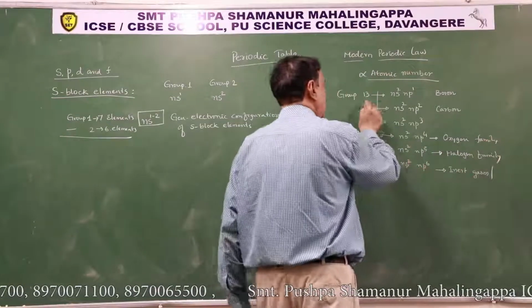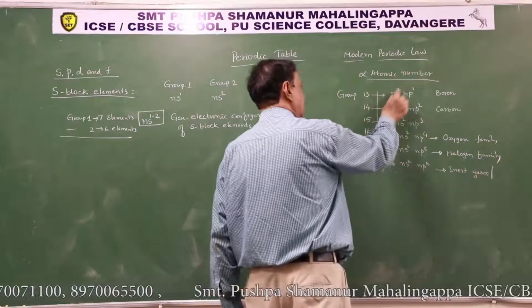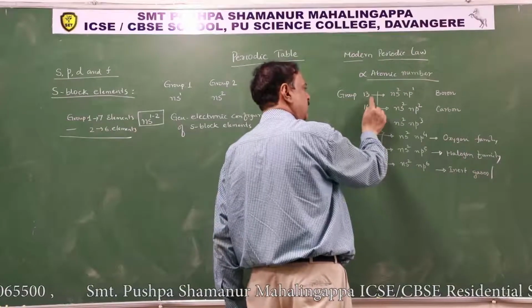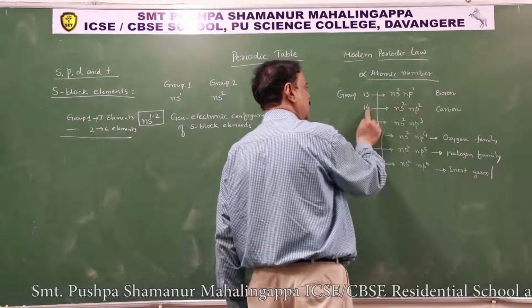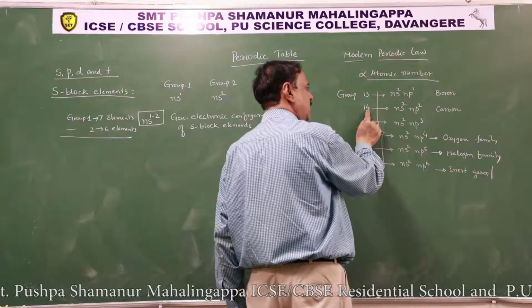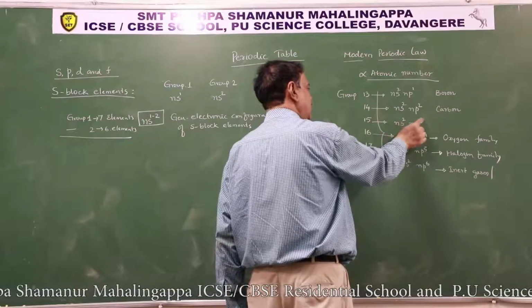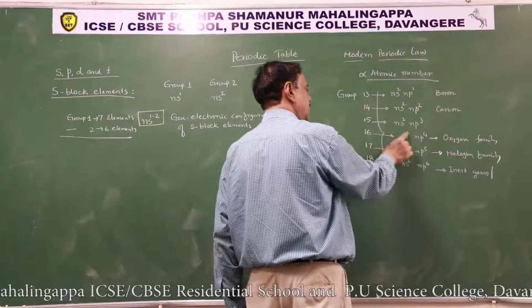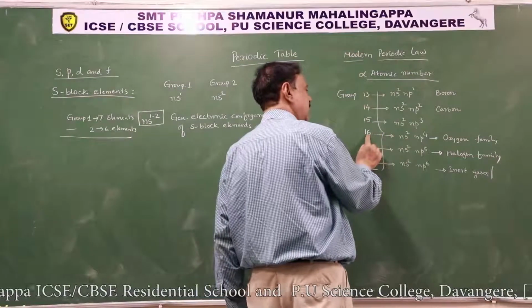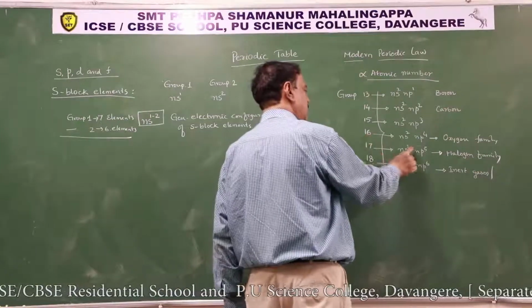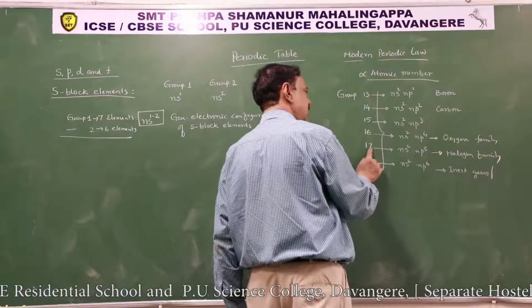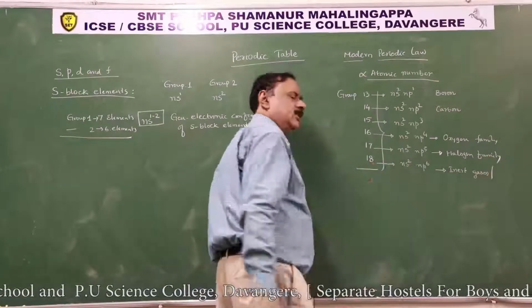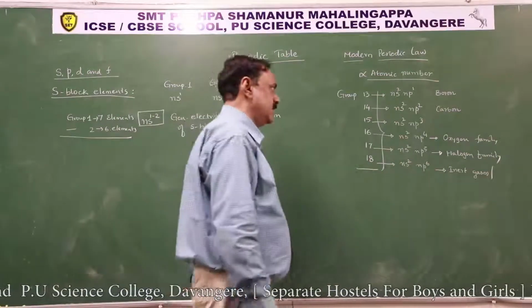See how to remember these numbers. 2 plus 1 is equal to 3; in the unit place we have 3. 2 plus 2 is equal to 4; in the unit place we have 4. 2 plus 3 is 5; in the unit place we have 5. 2 plus 4 is equal to 6; in the unit place we have 6. 2 plus 5 is equal to 7; in the unit place we have 7. 2 plus 6 is equal to 8; in the unit place we have 8.